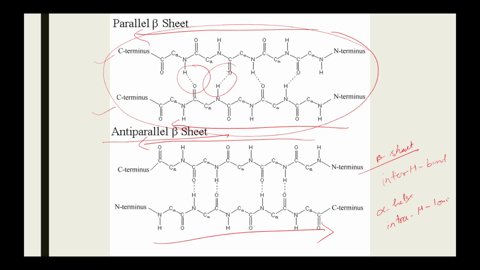In the structure of the alpha helix, the distance between two adjacent amino acids was shorter because of the helix formation, 1.5 angstrom. But in the beta sheet, the distance between adjacent amino acids is 3.5 angstrom.